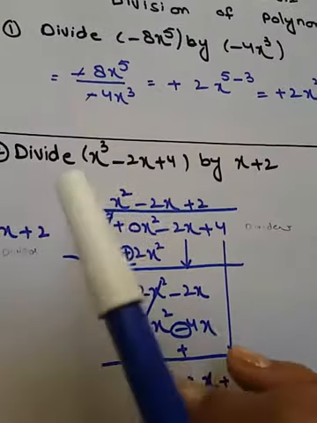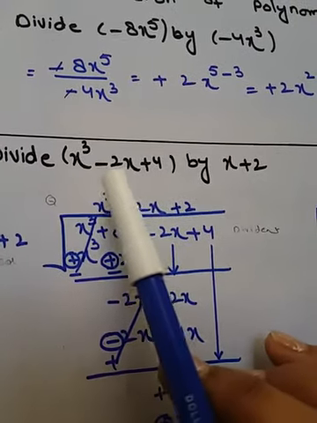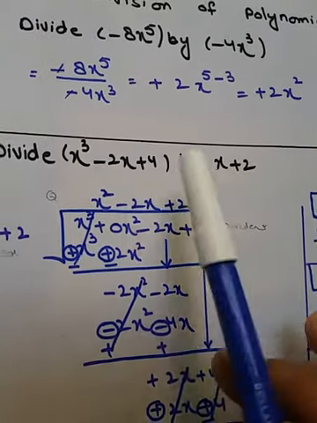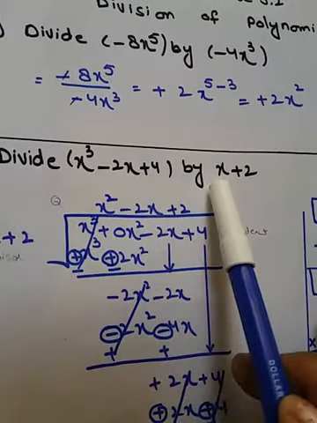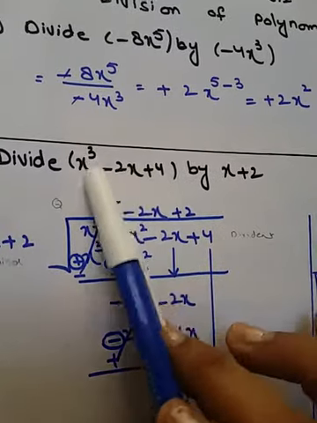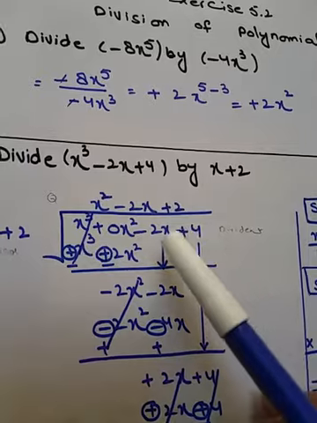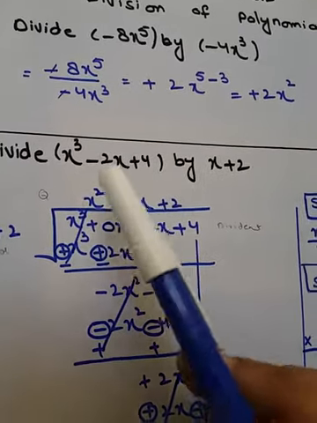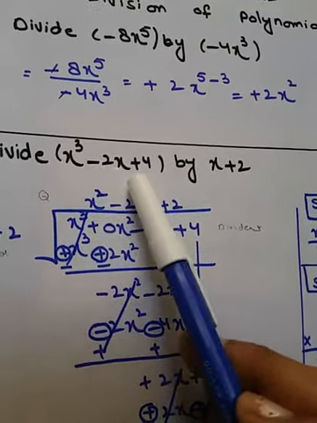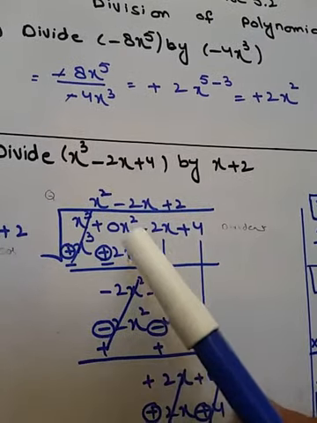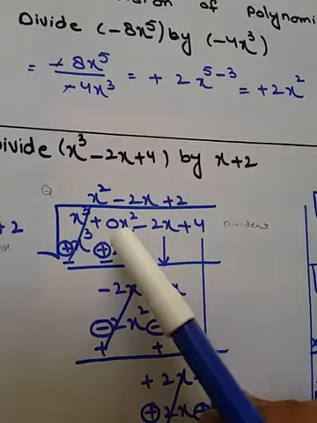Okay, now second example. x cube minus 2x square plus 4 divided by x plus 2. Here we have two polynomials and we are going to divide this one with this. For this, we have to arrange the first one, the one which we are going to divide, in descending order and we will write the missing term as well.